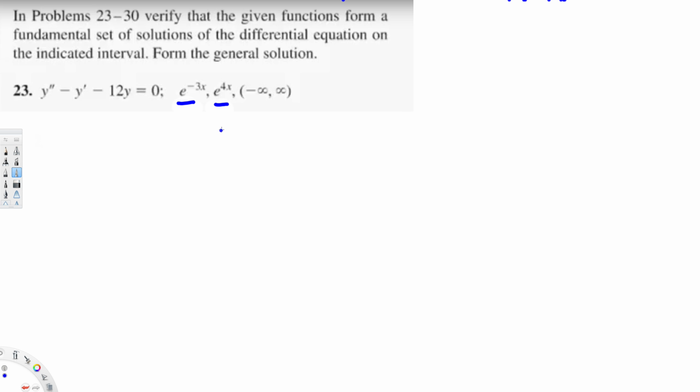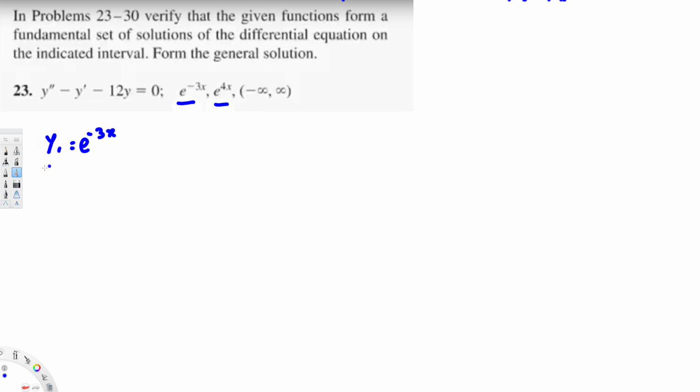Now we have to verify this is a solution. To verify this, we take them one by one. First, let y1 be e power minus 3x, and we take the first derivative and second derivative, because we are going to plug it back into this equation and see whether we get 0. And if we get 0, it means this is a solution, right? Let's go ahead and try that.